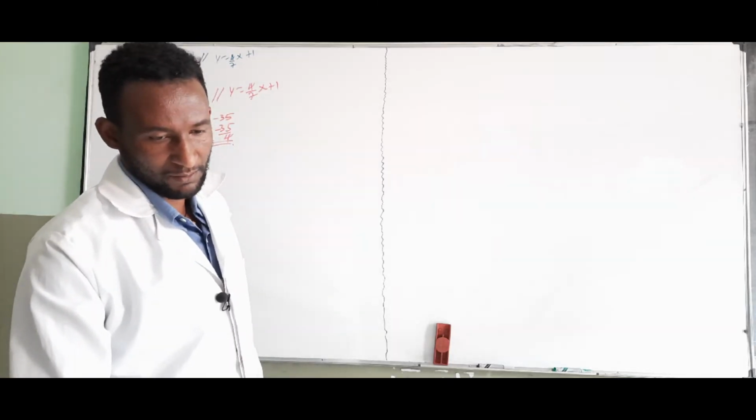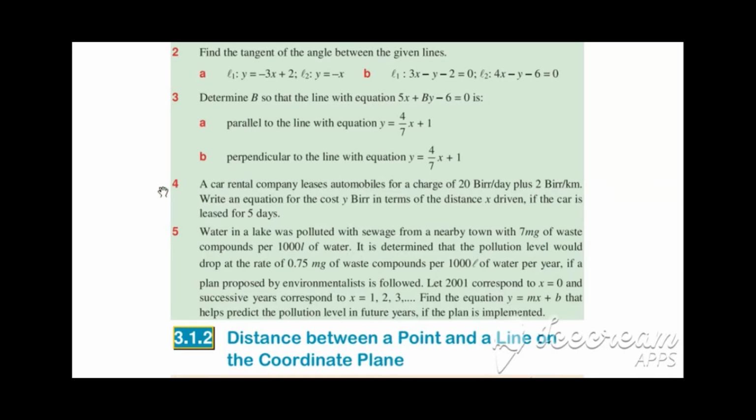Let us see question number 4. A car rental company leases automobiles for a charge of 20 birr per day plus 2 birr per kilometer. Write an equation for the cost y birr in terms of the distance x driven if the car is leased for 5 days.